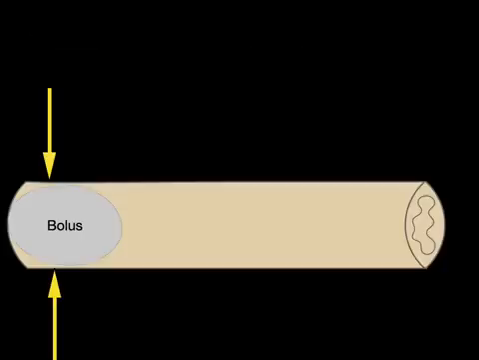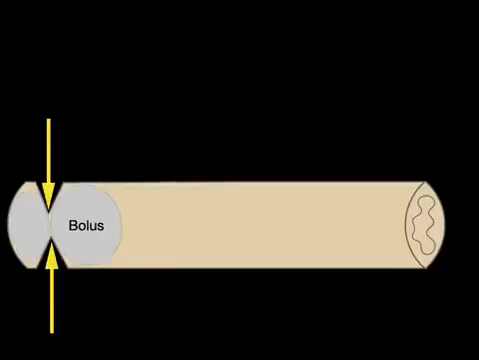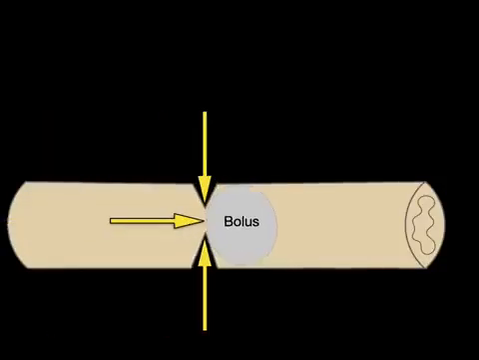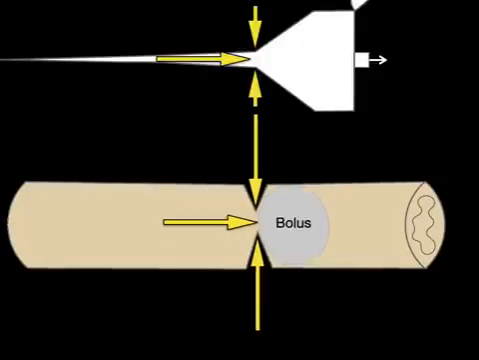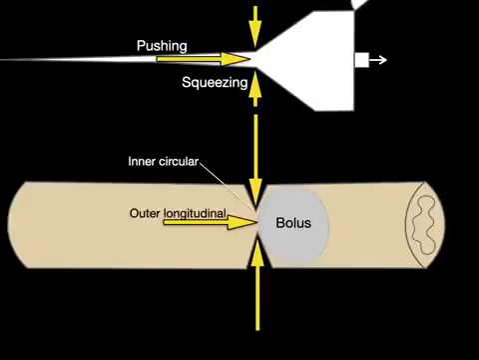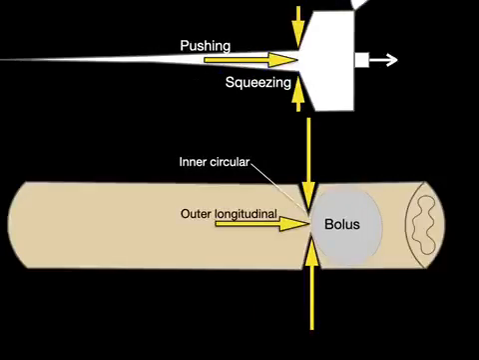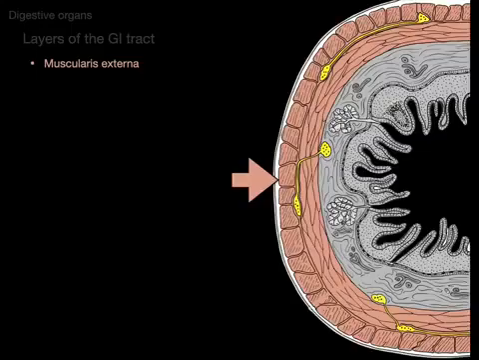Here's the GI tract, and you see that you squeeze. That's called segmentation. You break the bolus into smaller pieces of bolus. And then peristalsis is you move it like that. So we see just like squeezing, which is the inner circular layer, and pushing, which is the outer longitudinal layer. That's how you get toothpaste out of a container. And that's how you get a bolus of food or the chyme to move through the GI tract.